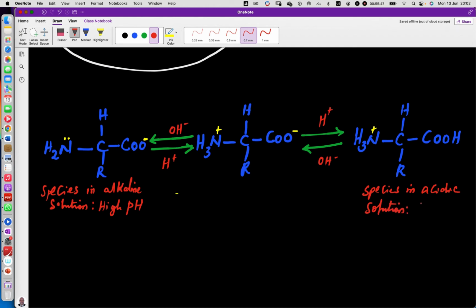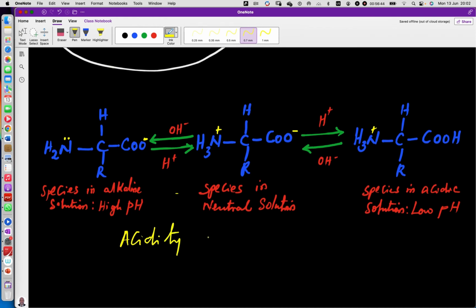Low pH. Then here, species in neutral solution. So here, as I said the other time, this is how we can summarize this: the acidity and the basicity. So that is how it works.